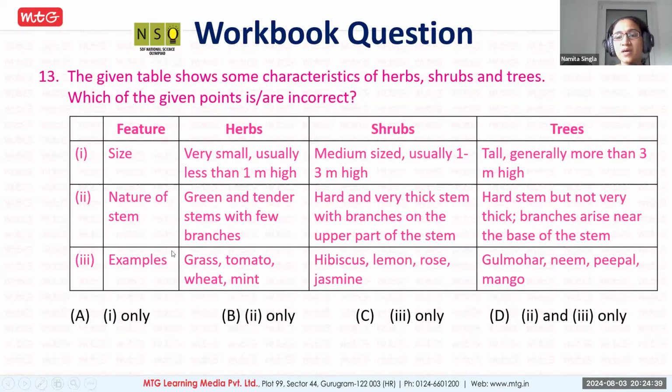This is the question based on herbs, shrubs, and trees. Go through this question, students. Let me know your correct answer. Also, if anybody has a question to ask, please let me know. Herbs are very small, less than 1 meter high. Shrubs are medium sized, 1 to 3 meters high. Trees are very tall, generally more than 3 meters high. Yes, this is the correct one. First point is correct.